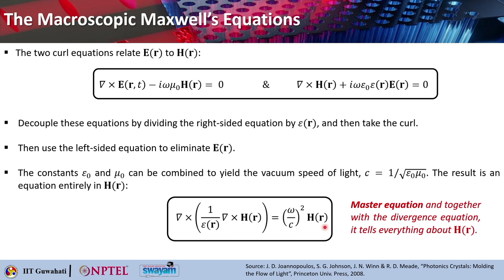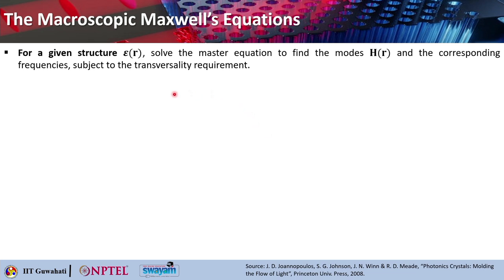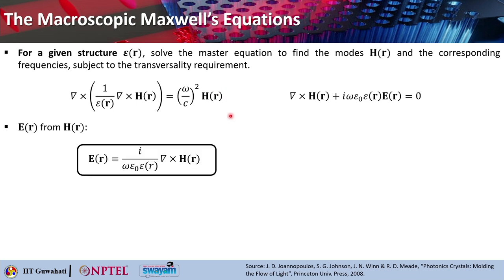And the beauty of the system is that once you know everything about the magnetic field, you can find everything about the electric field also, because they are correlated. Okay? So, for a given structure epsilon_r, we solve the master equation to find out the modes of H(r) and their corresponding frequencies, subject to the transversality requirement. So, this is the master equation, and this is the fourth Maxwell's equation that correlates the curl of H with E(r). Okay?